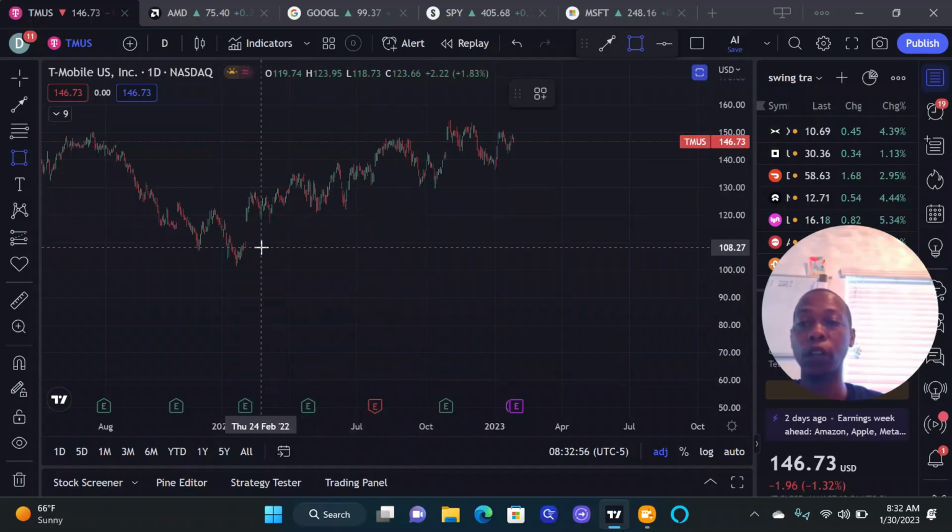Gaps are just where a candlestick closes and then the next candlestick has no touch between it. It just goes from here and then it jumps up here. So that's what you see on this one right here. So we're gonna put one right here.